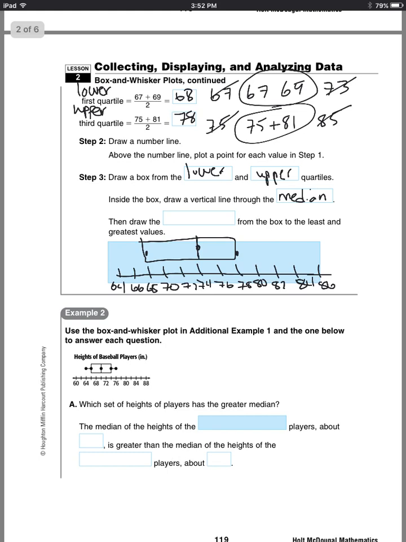And then we draw the whiskers from the box to the least and greatest values from above. The least value was 67, so just a little tiny line. And the greatest value was 85. So we draw a line to 85. And boom.